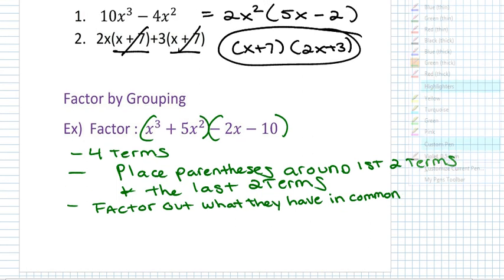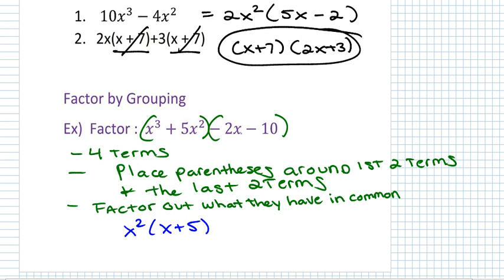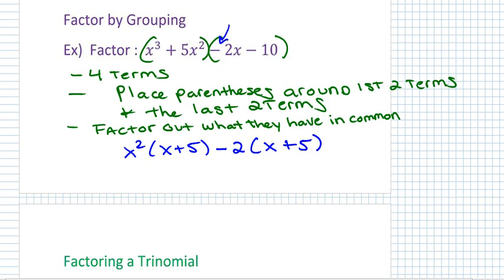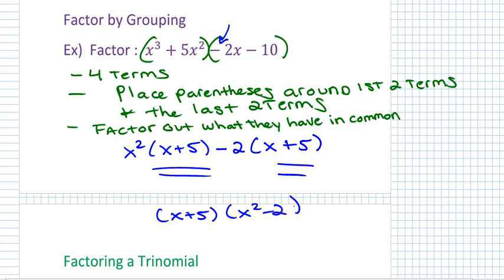So what do they have in common here? In the first one, they have an x squared. You're left with x plus 5. Remember, whenever they have a negative sign in front, you always want to factor that out. It's also a 2 that they have in common. And when you see what's left, there's an x. And when you take out negative 2 of 10, you're left with plus 5. So notice they have a common factor, x plus 5. So take that out. And then what's left is x squared minus 2.